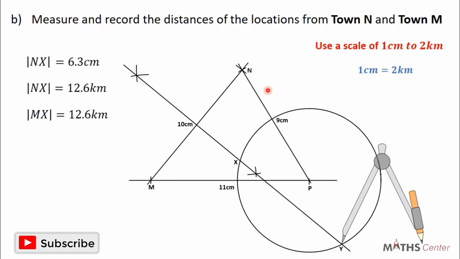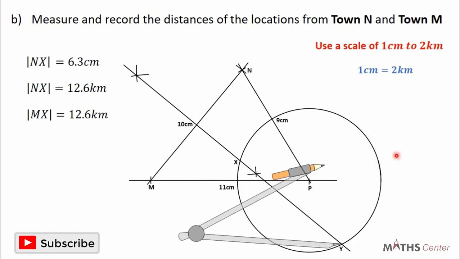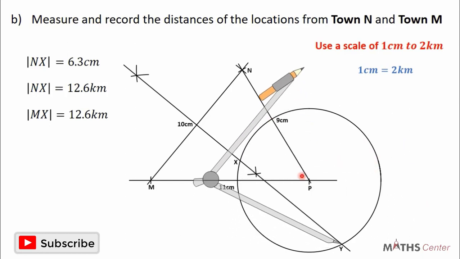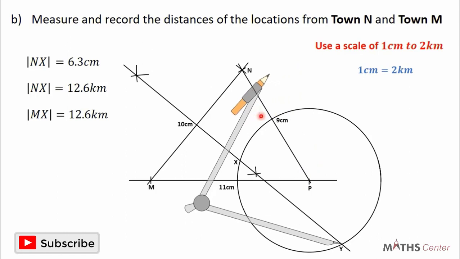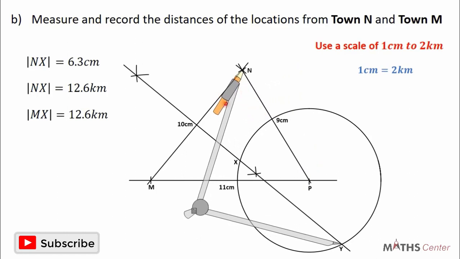So I'll put the needle of the compass on point Y. Then I'll stretch the part holding the pencil to point N. So the needle of the compass is on point Y now. Then I'll stretch the part holding the pencil to point N, just as I've done here. I've now measured NY using the compass.